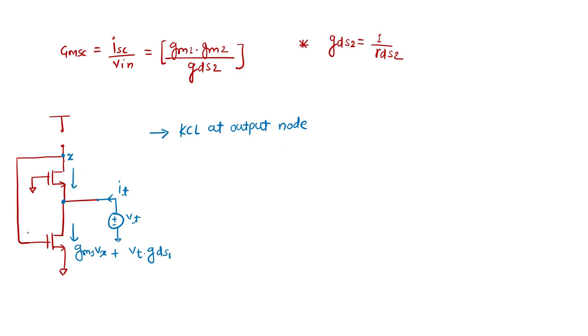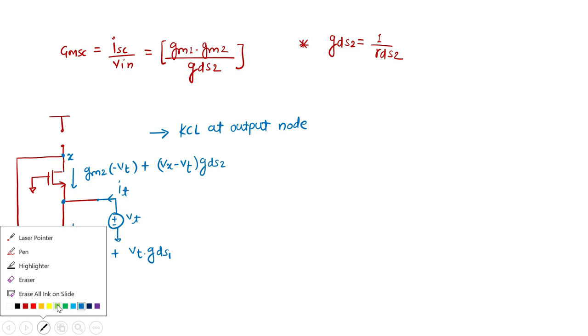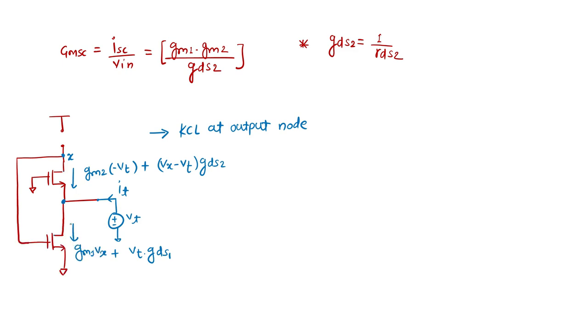Let's see what the other current is. Is there any GM2 VGS? So what is the VGS? VGS is minus Vt. Plus there is a GDS component also: Vx minus Vt times GDS2. So there are two components for both the devices. So what you can see, current IT is what we can say, KCL we can write here.